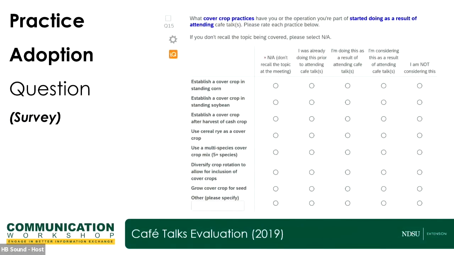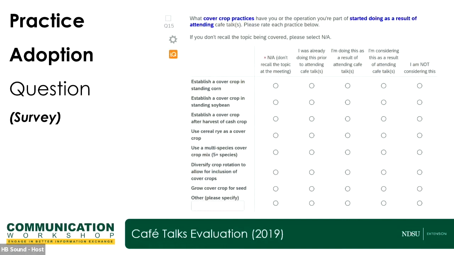Practice adoption question. Let's figure out how we ask this in our survey so that people can emulate this in their programs. Right. So this was how we asked the question. This is the question that got us to that data. And this is what it looks like in Qualtrics. And I'm going to bet that most of you are using Qualtrics or SurveyMonkey, but I think almost all universities are on Qualtrics these days, because it's one of the best out there.